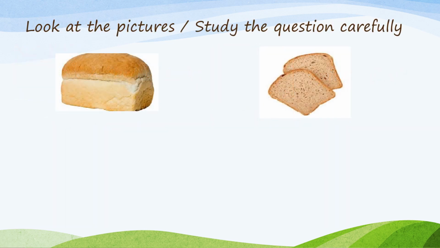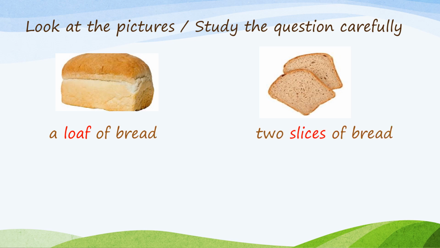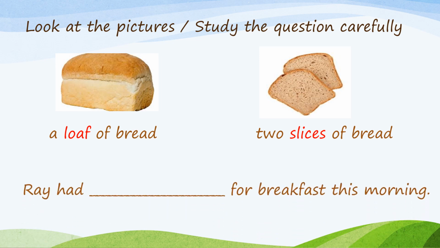Alright, children, when you do an exercise or when you are working in your exam, alright, you have to look at the pictures or study the question carefully. So for example, for bread, we use a loaf of bread or slices of bread, 2 slices of bread. So if let's say there is a question on this, Ray had for breakfast this morning. So would you choose a loaf of bread or 2 slices of bread? So in this context, in this question, the correct answer should be 2 slices of bread.